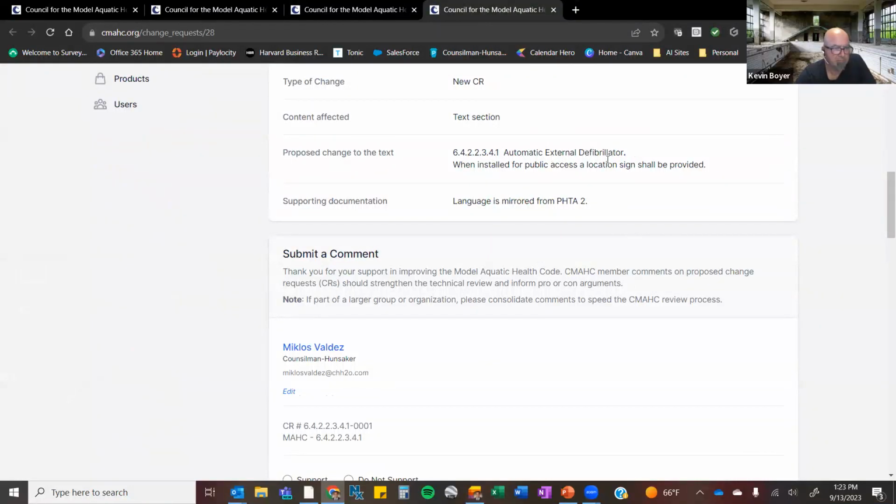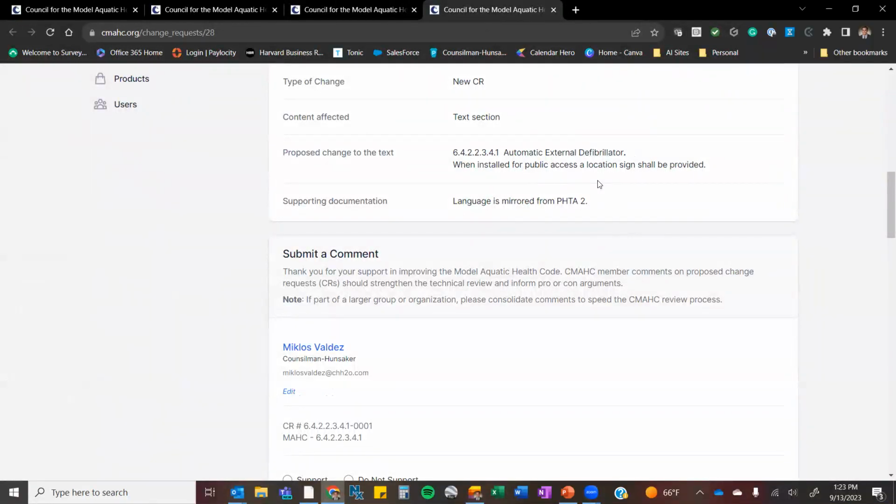Automatic external defibrillator, when installed for public access, a location sign shall be provided. I am required to get a lot of advanced life-saving training renewal every couple of years, and I can't overemphasize how valuable an AED is. Knowing where one is is really important, because having one on site is not good enough. I've actually been in a situation where I had to try to find one and no one knew where it was. 100% agree.